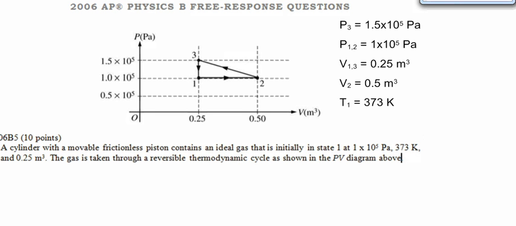Okay, so this is the 2006 AP Physics B number 5. What we have here is another PV diagram, pressure-volume diagram, and if you look at the arrows, they're going in a different way than usual. We'll see if that comes into play here.